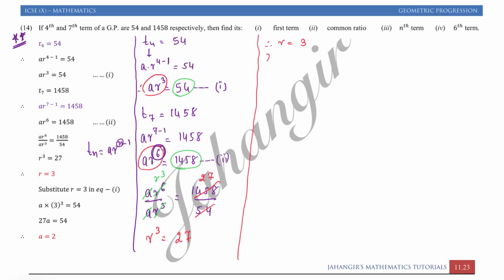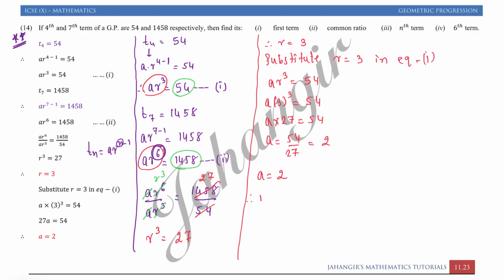So once you get R, you can substitute R equal to 3 in equation 1. This type of question may come for 4 marks. So equation number 3, first is A R cube is equal to 54. So A into 3 cube is 54. A into 27 is 54. A is equal to 54 divided by 27, that is 2. So we got A is equal to 2.